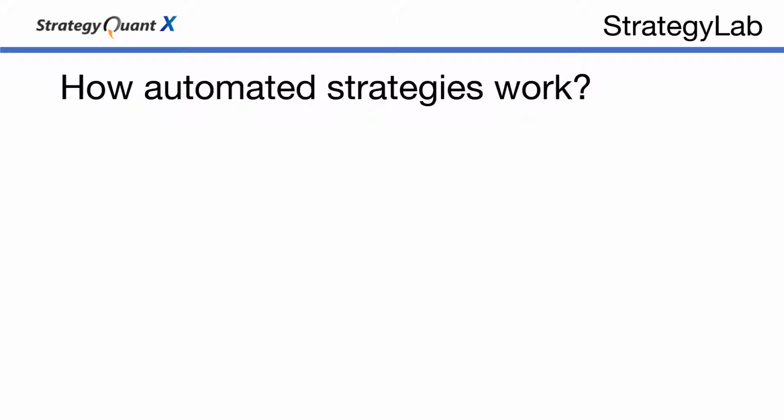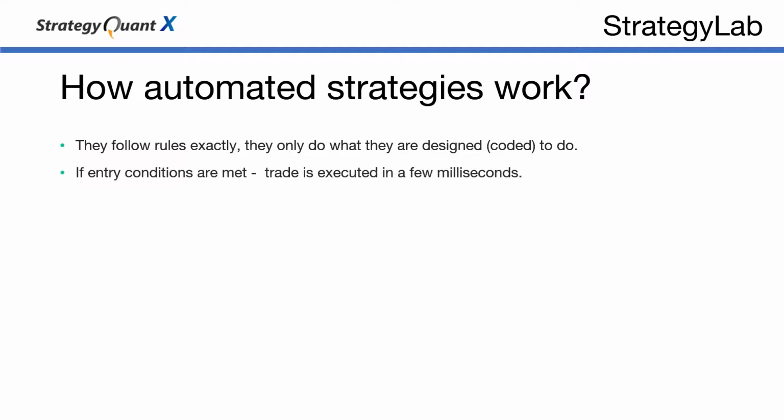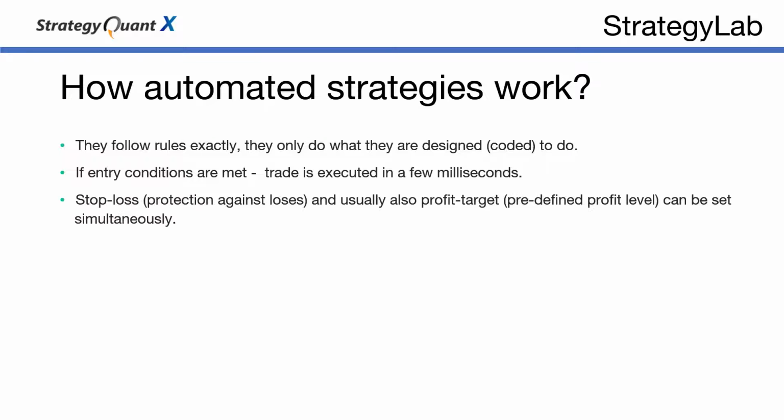Let's look in more detail how automated strategies work. All ATS are rule-based. Therefore, they follow directions exactly as they are written. So, they only do what they are designed to do. Execution is very fast. If entry conditions are met, then it will execute orders in just a few milliseconds. Stop loss and profit target can be set at the same time as well. For example, the code might dictate that if either a loss of $10 or a profit of $20 is reached, then close the position.